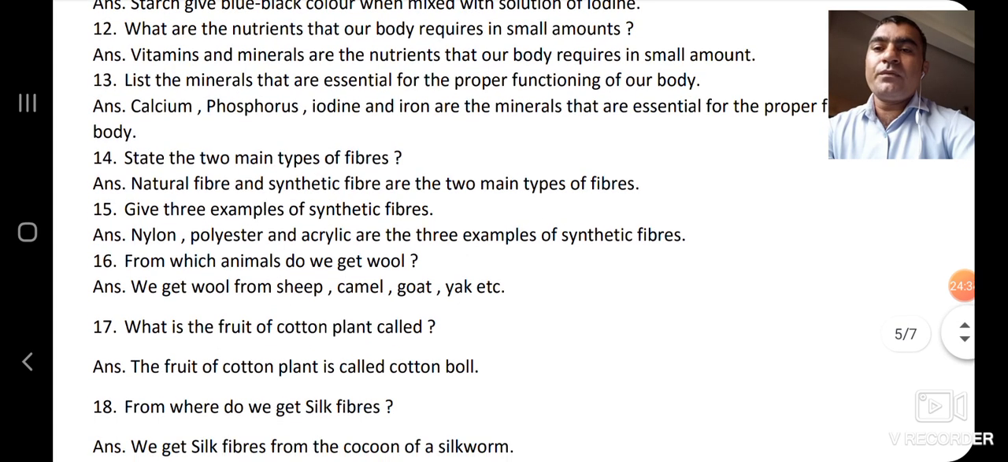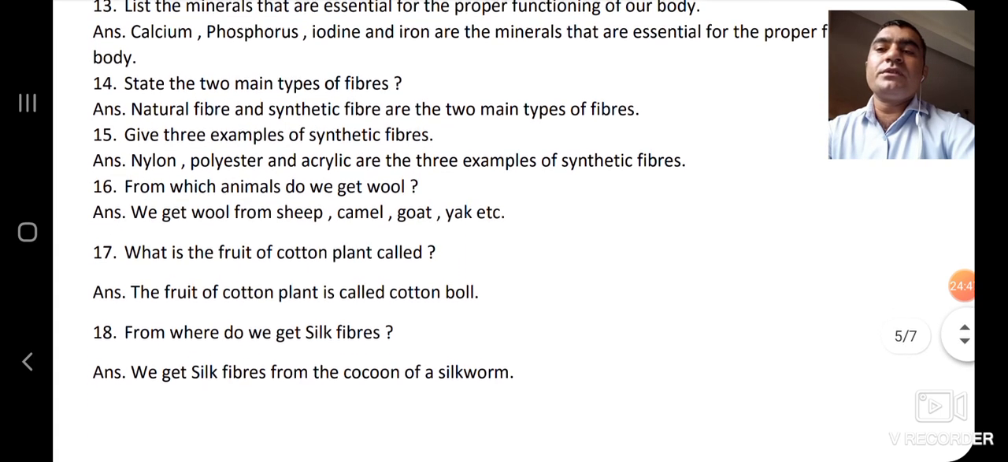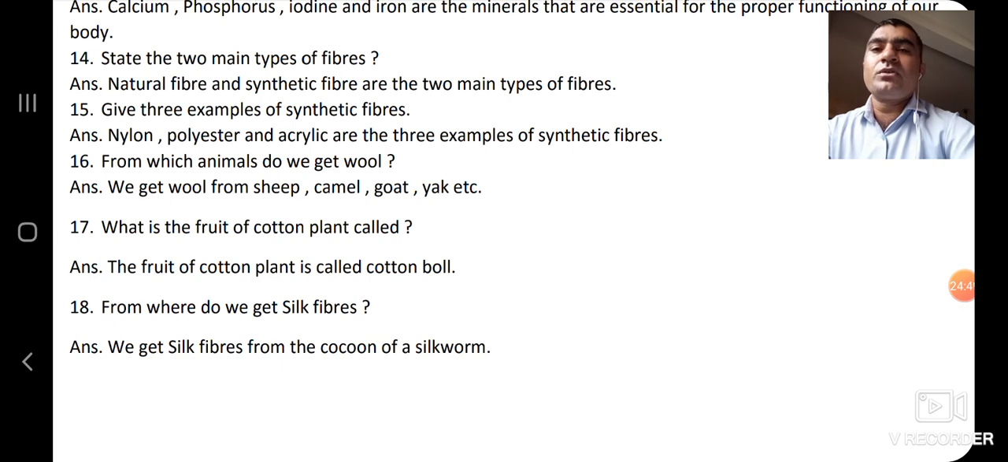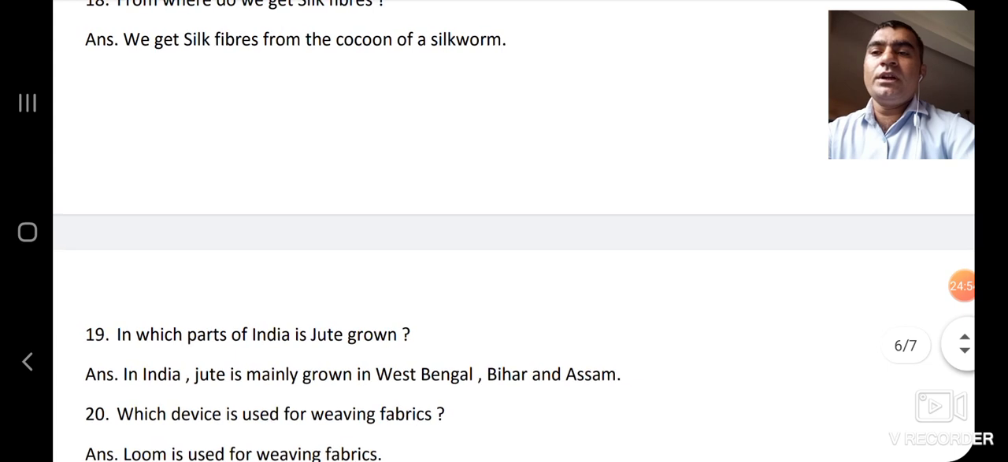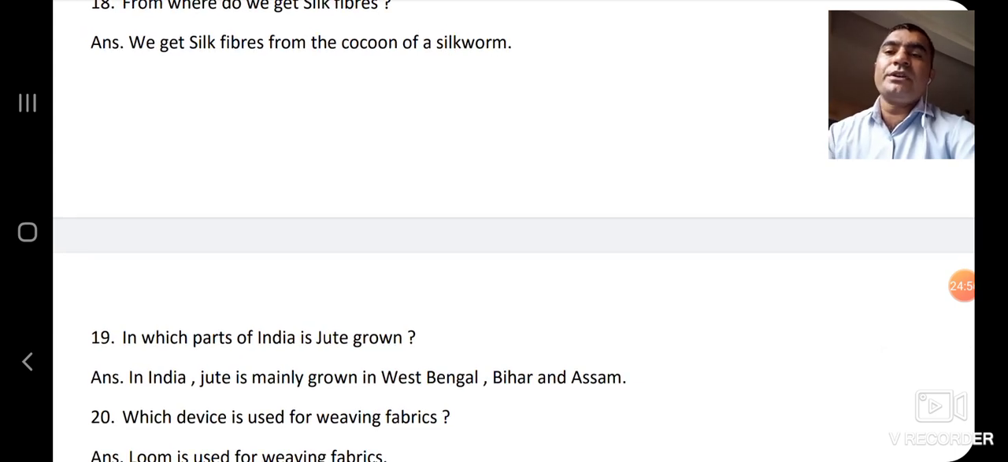What is the fruit of cotton plant called? The fruit of cotton plant is called cotton ball, right? The next question we have is, from where do we get silk? See, we get silk from the cocoon of the silkworm. We get silk from the cocoon of silkworm. Now question number 19. In which parts of India is jute grown? So where is jute grown in India? Jute is mainly grown in West Bengal, Bihar and Assam.